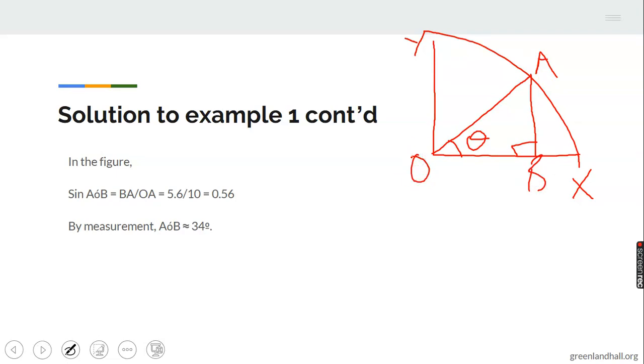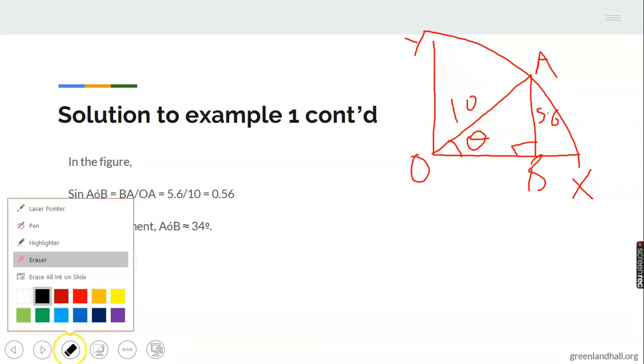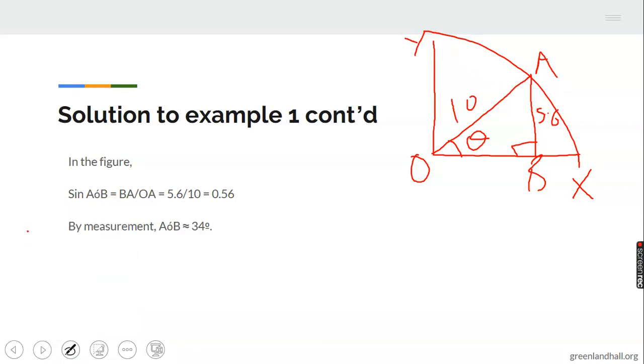So what this means is that the opposite side, which is AB, this side, is 5.6 centimeters. And the longest side, which is the hypotenuse, is 10 centimeters. So that is the meaning of that statement. So we've been able to interpret it on a scale drawing as this.